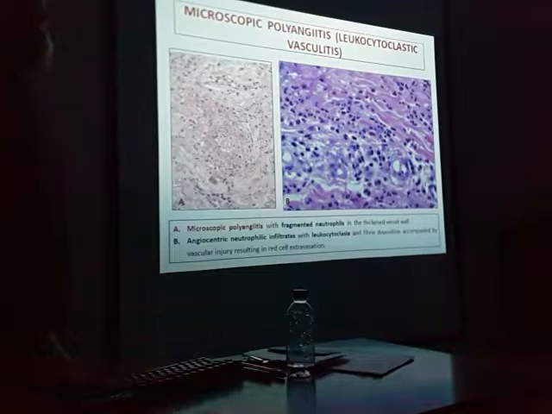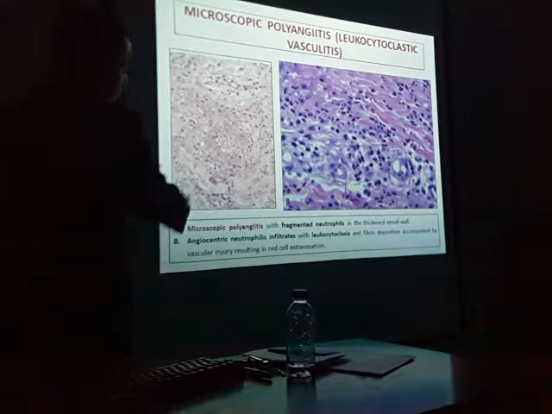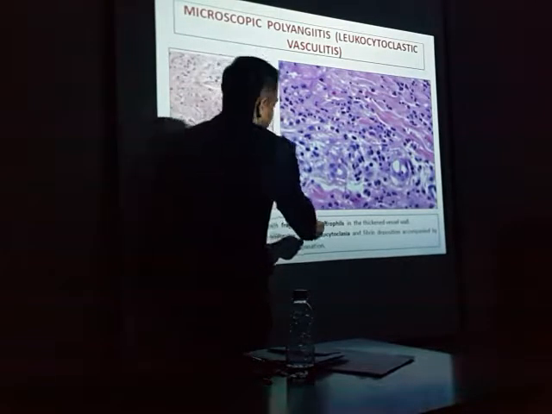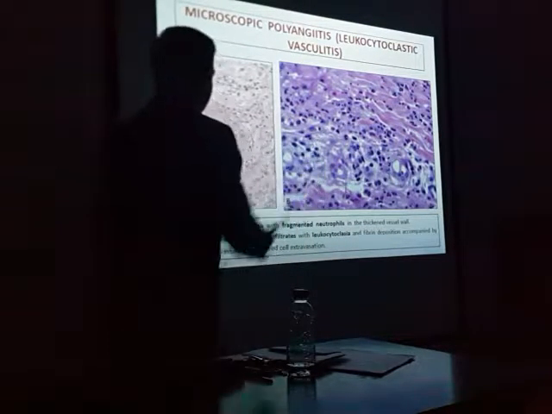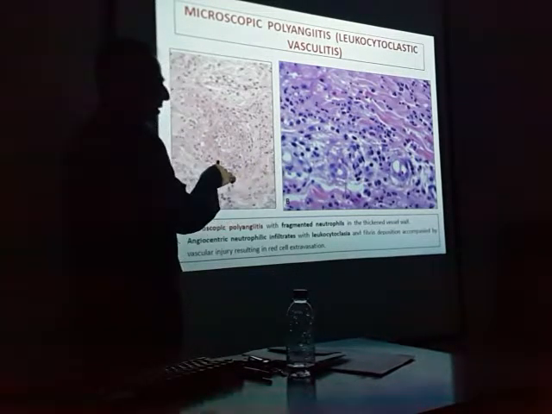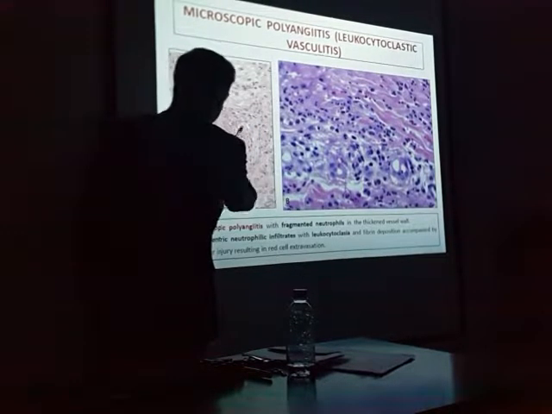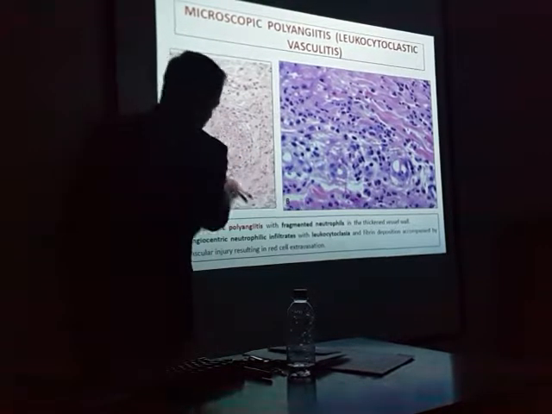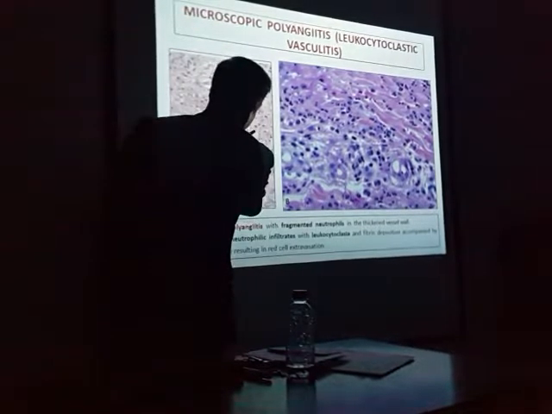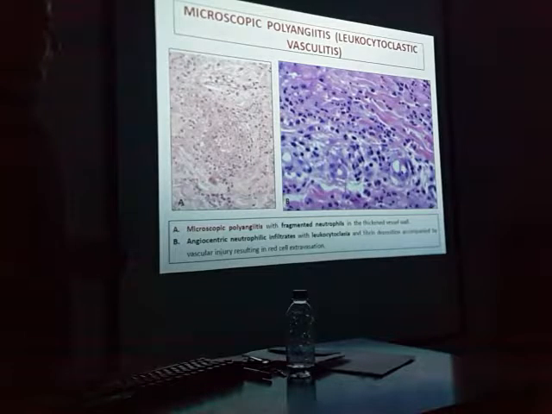Now coming to microscopic polyangiitis, which is also known as leukocytoclastic vasculitis. This is microscopic polyangiitis with fragmented neutrophils in the thickened vessel wall. So see, this is a vessel, lumen is not obvious here. These are the neutrophils which are infiltrating the wall. Throughout the wall they are present, and as soon as they enter the wall, they break up. This is known as the leukocytoclasia.